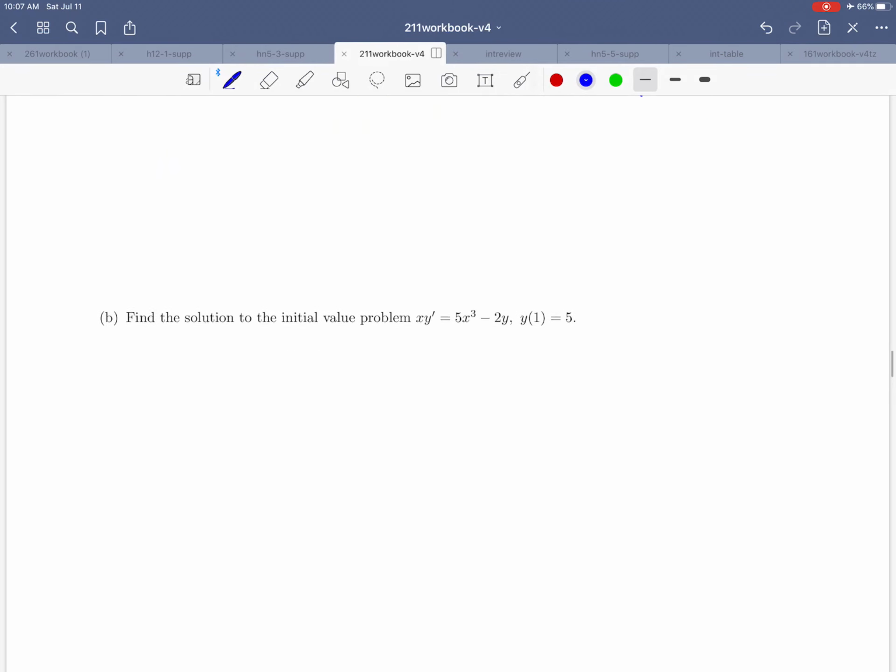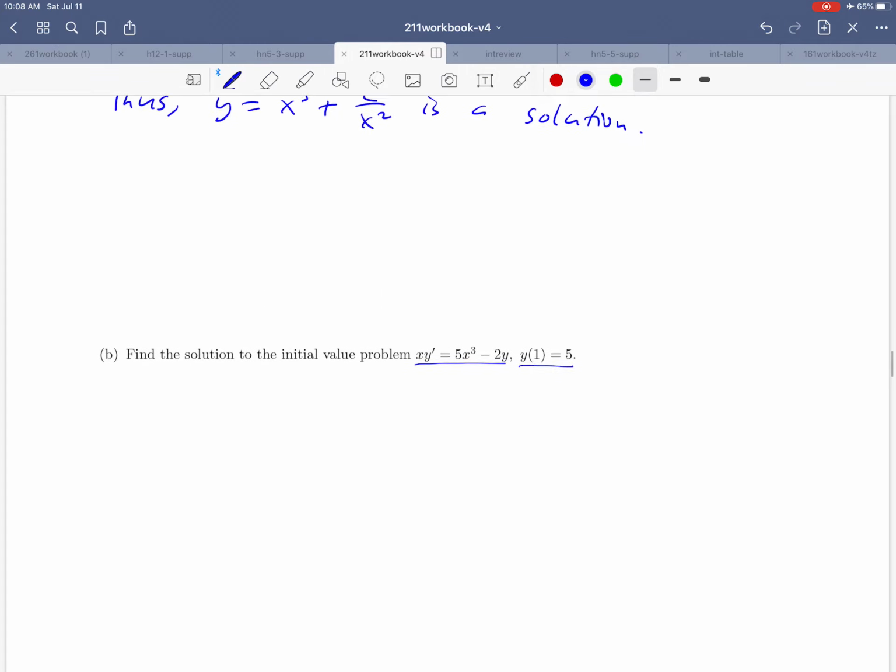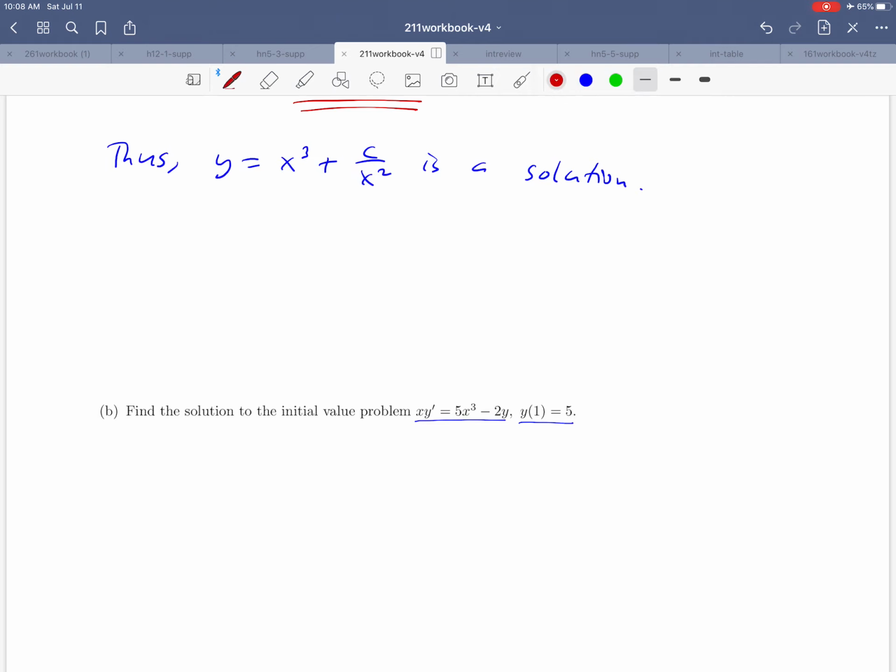Scrolling down, part B would like us to find a solution to the initial value problem, there's that word again, that looks like the differential equation that we just looked at together with the initial condition y of 1 equals 5. Remember again that most of the work is done. We already know that y equals x cubed plus c over x squared is a solution to the differential equation from part A. We are given one additional piece of information, and that's this initial condition.